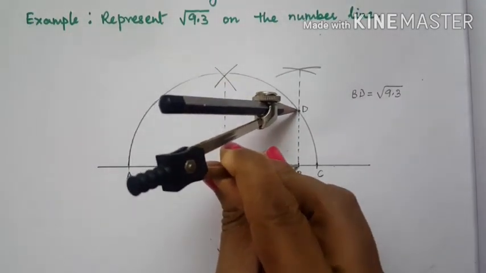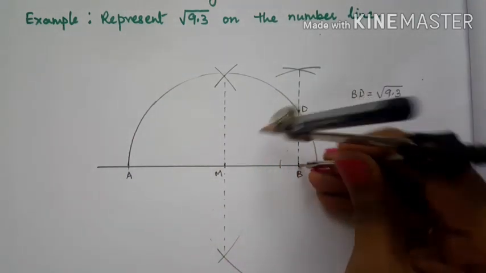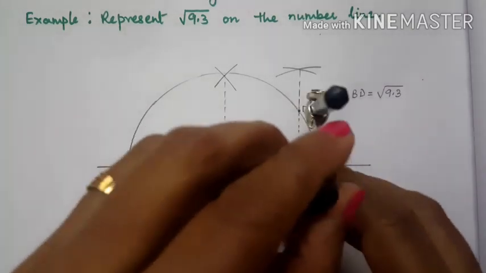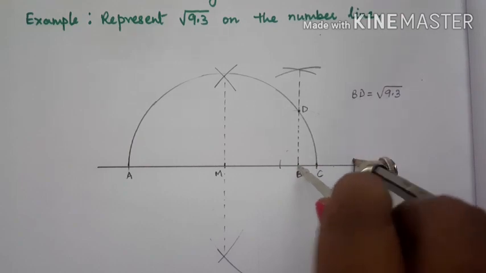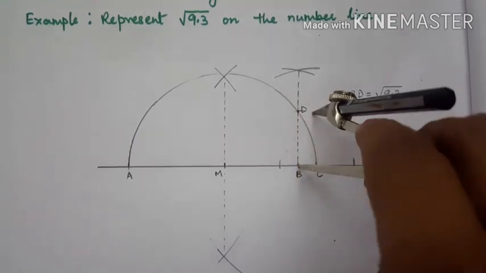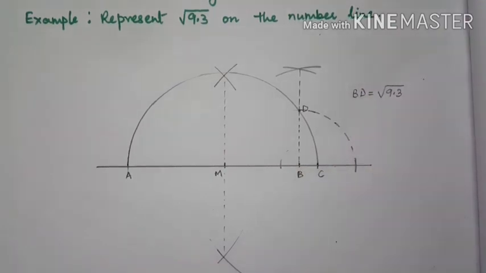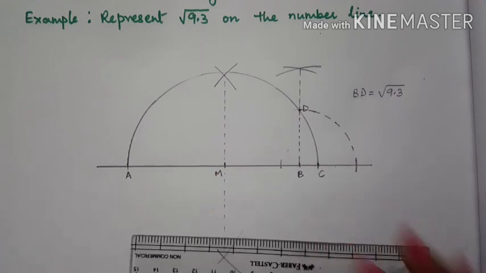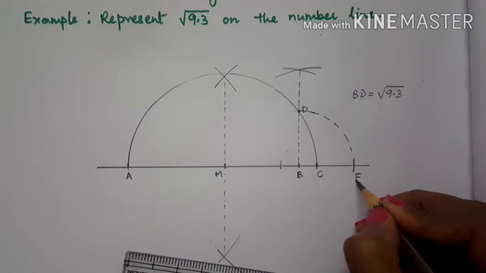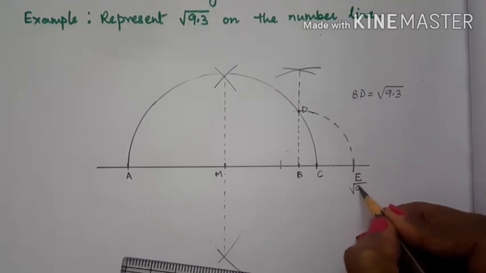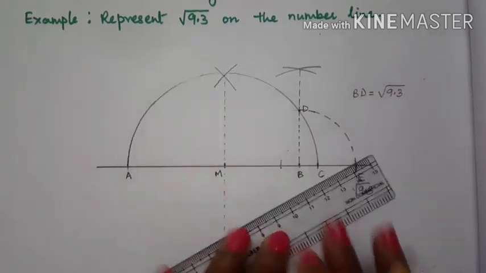Now we have to project this length on the number line. To do that, keep the pointer at B, measure BD and draw an arc cutting the number line. Mark the point where this arc cuts the number line as E. This point E is root 9.3.